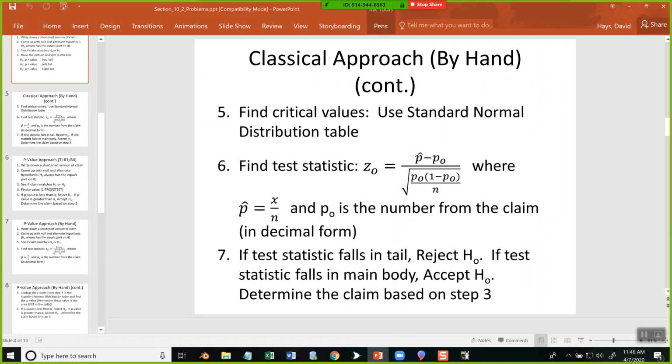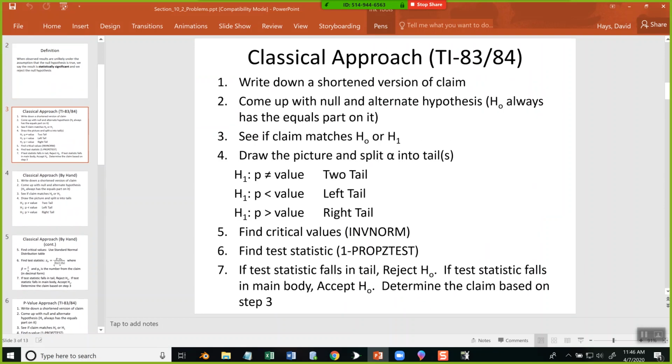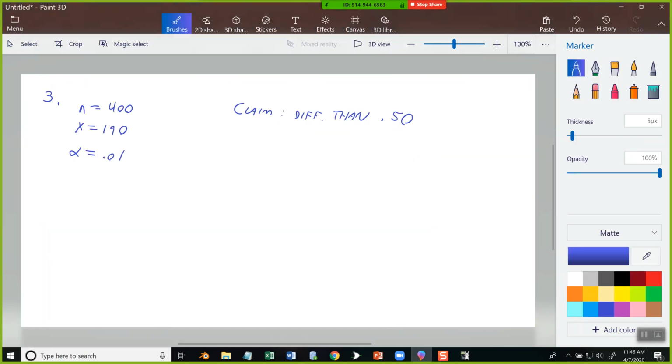So if I come back up here, step 1, write down a shortened version of the claim. Well, it doesn't get any shorter than that. One thing I will mark down is what the symbol is. Different than means not equal. Different than means it could be less than, could be greater than. It's just not the same as. It's different.